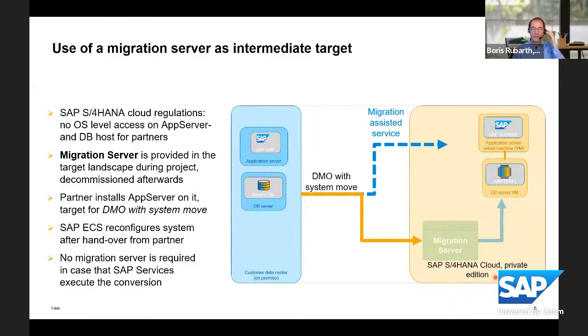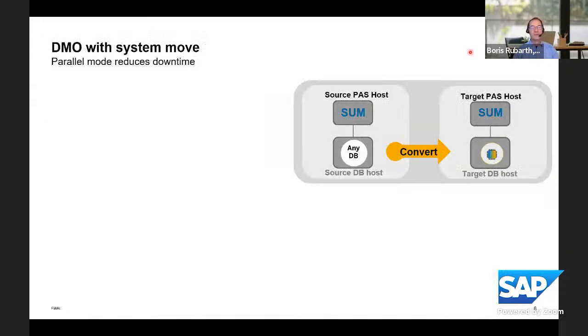Now I would like to spend some words on this approach, DMO with system move. So you may have seen this illustration before. DMO with system move is an approach that allows not only to migrate to a different database, but also to change the application server host. So exactly for this scenario, the source system is ERP on-premise, and the target is somewhere else. In this case, in a hyperscaler environment, DMO with system move can be used.